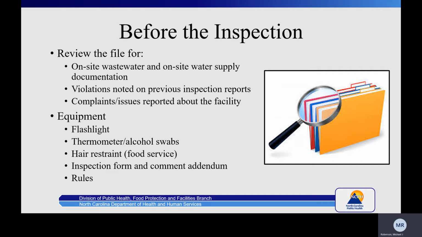So some basic equipment that you'll need to take with you would be a flashlight, a thermometer with alcohol swabs or other method of sanitizing your thermometer probe, hair restraint if you're going to be in food service areas, an inspection form with your comment addendum in case you have to make some extra notes or you have a lot of things that you need to document, and then a set of rules that you can refer to during and after the inspection.